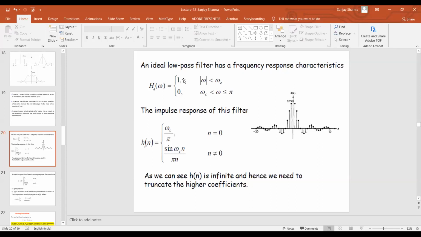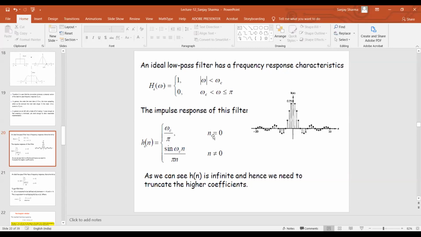From 0 to omega c it is 1, and it is 0 for every other frequency. This is the ideal low pass filter. Now if I take the impulse response from here, how will I take the impulse response? I will have to take the inverse Fourier transform.